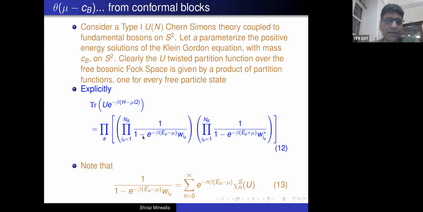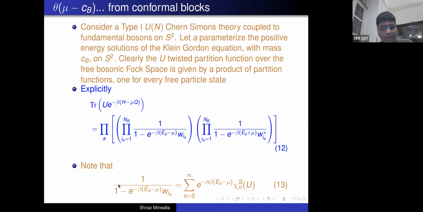Now, every single particle state can be occupied by fundamentals in our theory or anti-fundamentals, by phi or phi bar. And so the full partition function over free bosons twisted with this unitary matrix is this quantity. One such term for every single particle state, and then a product over all single particle states, where E_A is the energy of the single particle state in question.